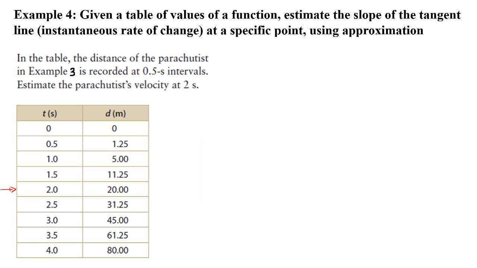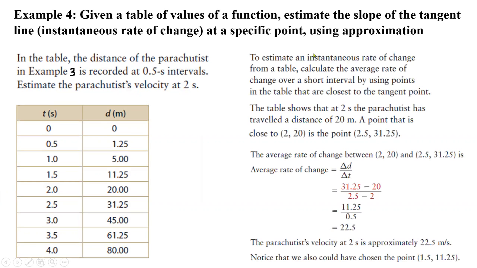All right, let's have a look at the solutions together. To estimate the instantaneous rate of change from a table, calculate the average rate of change over a short interval by using points in the table that are closest to the tangent point. The table shows that at 2 seconds, the parachutist has traveled a distance of 20 meters.